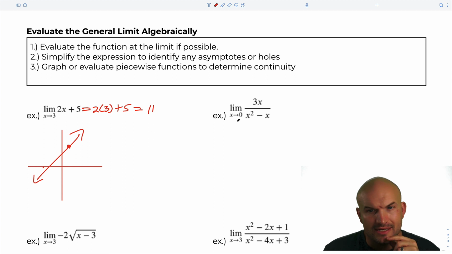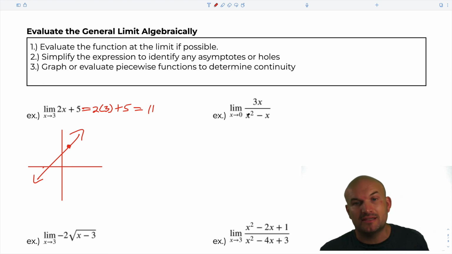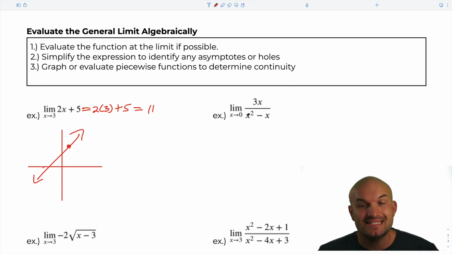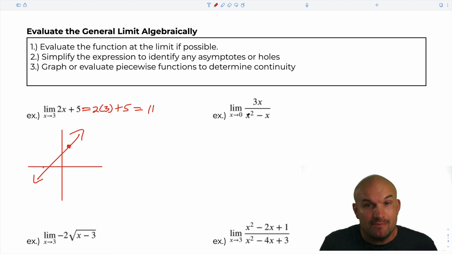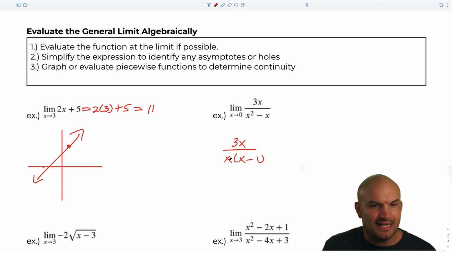All right, the next one here is we have the limit as x is approaching 0. Now this one we have an issue because in this case, we can't plug in 0 because your denominator is going to be 0, and we can't have our denominator equal to 0. So what I'm going to do is simplify this by factoring out an x. Now, when I factor out an x, I recognize, hey, that divides out. That gives me 3 over x minus 1.